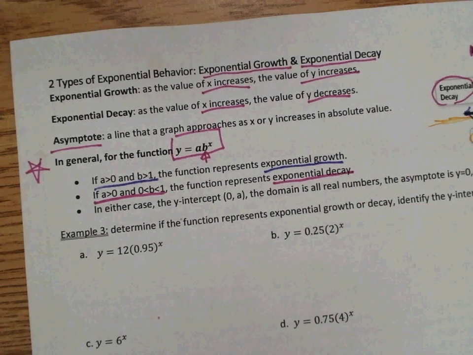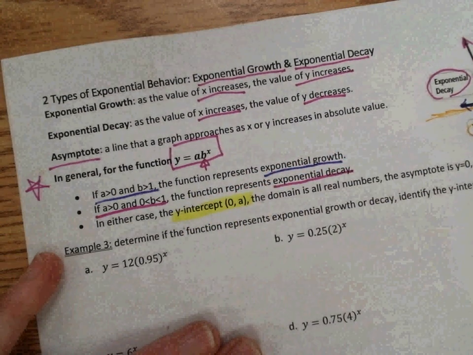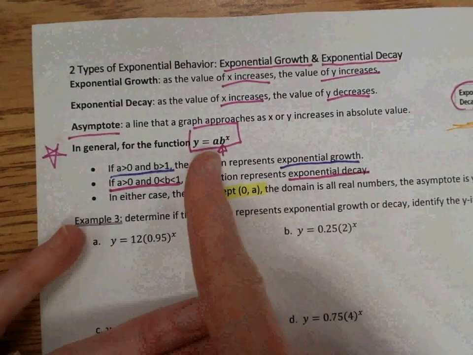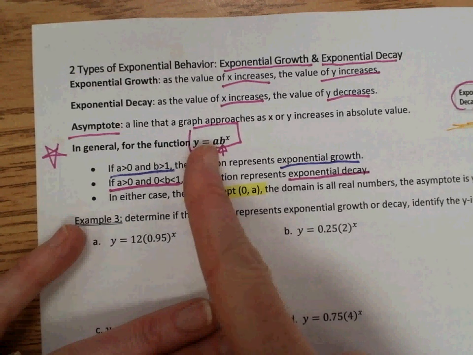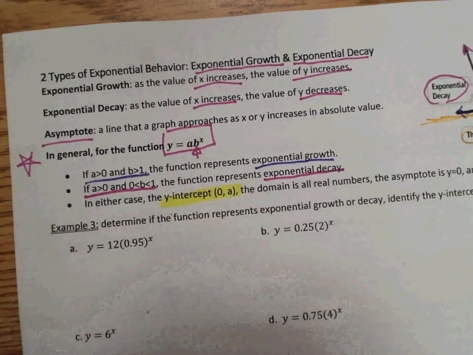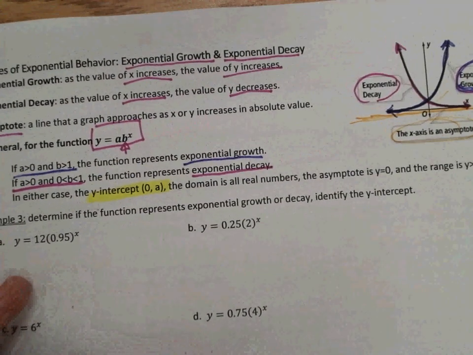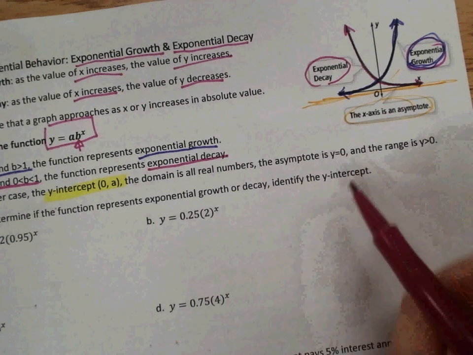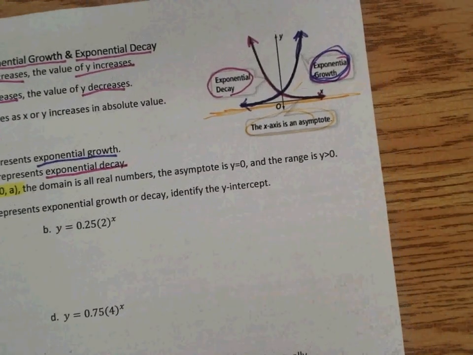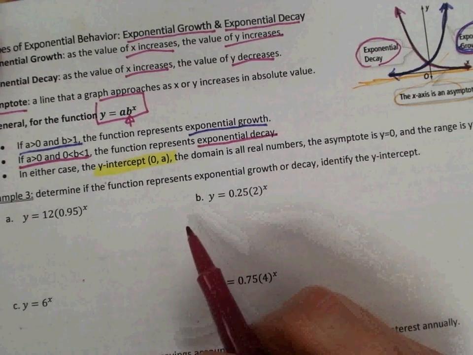In either case, regardless of growth or decay, we have a y-intercept at (a, 0). So that value right here in front is going to indicate our y-intercept. The domain is all real numbers, and the asymptote is y equals 0, and the range is y is greater than 0. So let's take a look at a couple more examples.